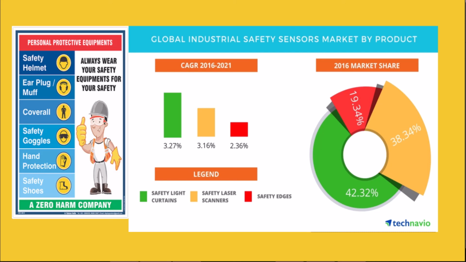Now you can see the global industrial safety sensors market by product. According to the 2016 market share report, 42.32% is for safety light curtains, whereas 19.34% is for safety edges. Now we will look at the CAGR 2016 to 2021 report, which shows 3.27% for safety light curtains, whereas only 2.36% for safety edges.